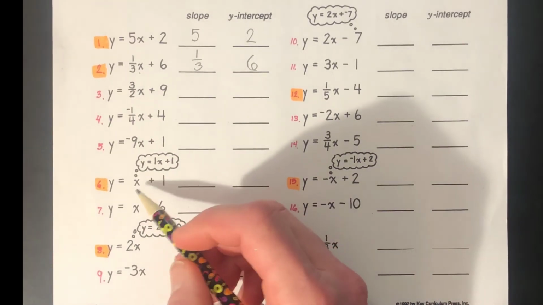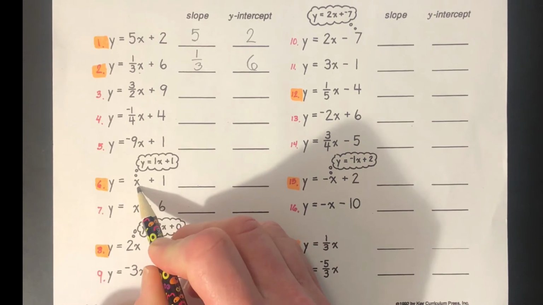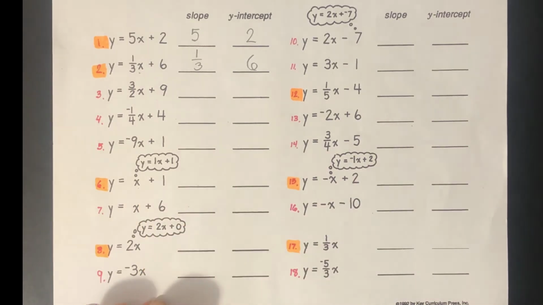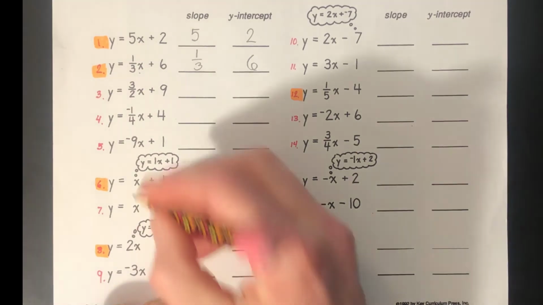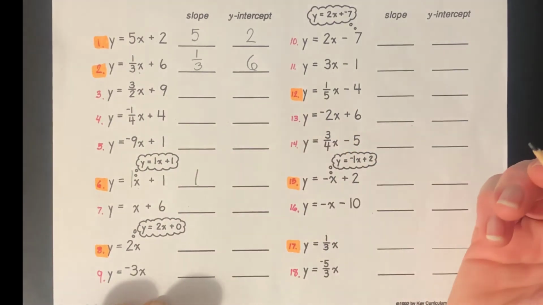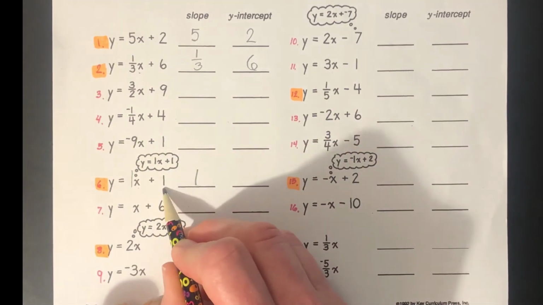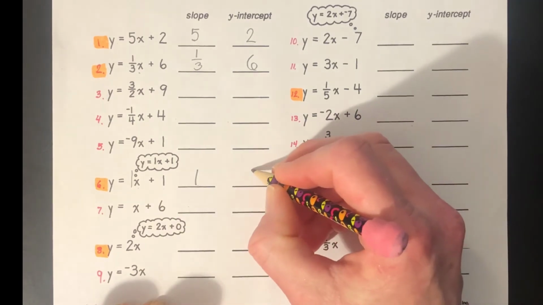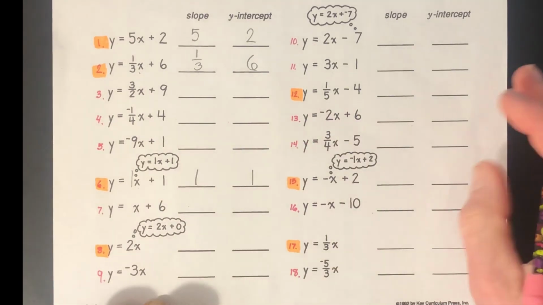Down to number 6, you've just got an x. So what would you use for a number? In algebra, what is that number that is just understood? If there's not a number there, then you know it's a 1. So the slope is 1. And the y-intercept is also 1. That's cool. Wonder what that line would look like.